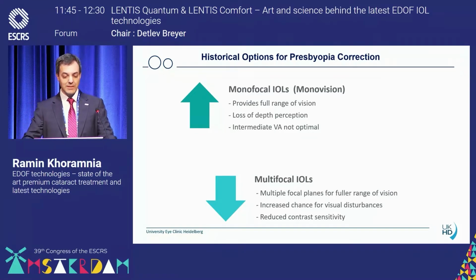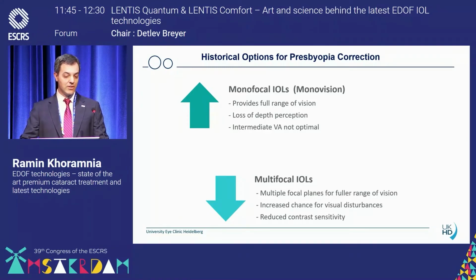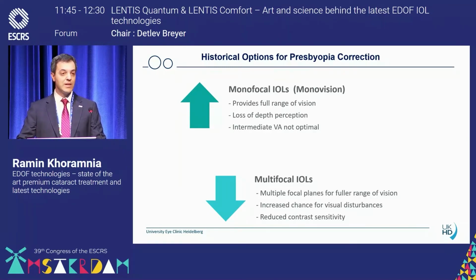So in the past, we have basically had monofocal IOLs to achieve monovision and thus treat presbyopia, or we could opt for multifocal intraocular lenses. Monofocal IOLs, when they are targeted for monovision, obviously can provide full range of vision, but on the other hand, we have a loss of depth perception and intermediate visual acuity is not optimal.